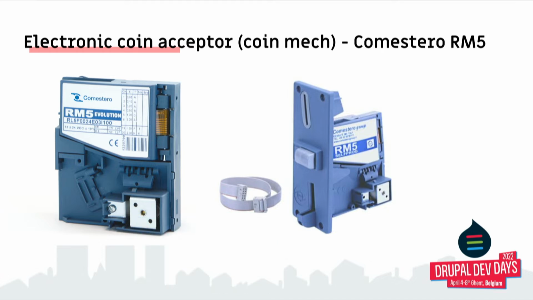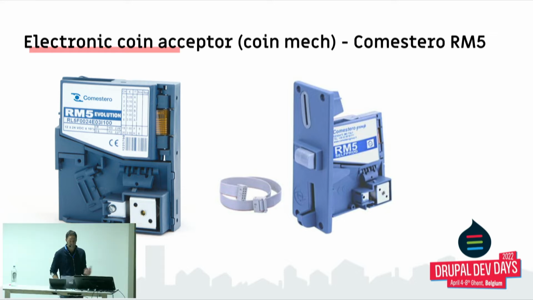So the next component I need to introduce is an electronic coin acceptor. I use Comestero RM5. It also depends how the coin is inserted, where it goes in, where it goes out. It either falls down or falls at the side. What a coin acceptor is, especially an electronic coin acceptor, is a device which recognizes the coins by using electromagnets. It weighs them, it checks the size, it checks if the material is right, and then decides if this is something that it will accept or not.